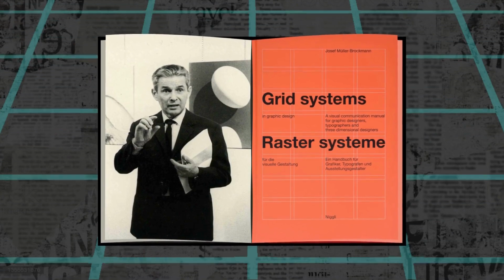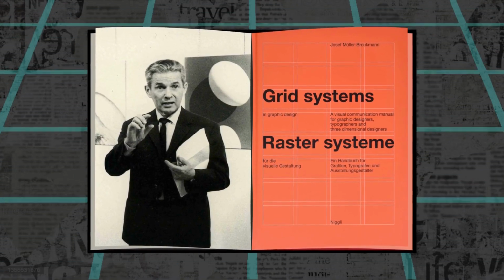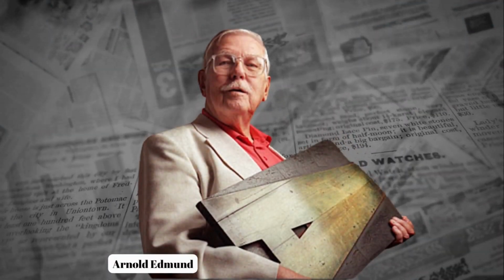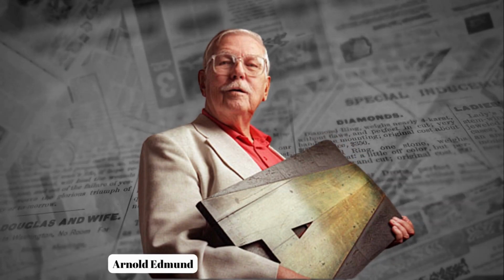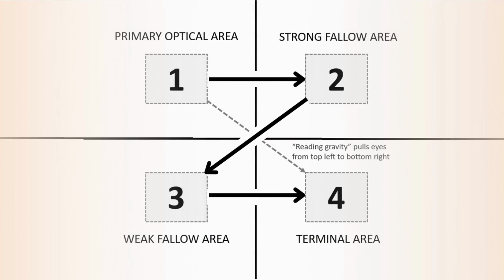Müller-Brockmann, heavily influenced by these movements, published a book on grid systems and pushed the boundaries of grid systems. It was as recently as the 1950s that Arnold Edmund, the father of modern newspaper design, established the Gutenberg rule and Z pattern for information processing, and it's something we still see.